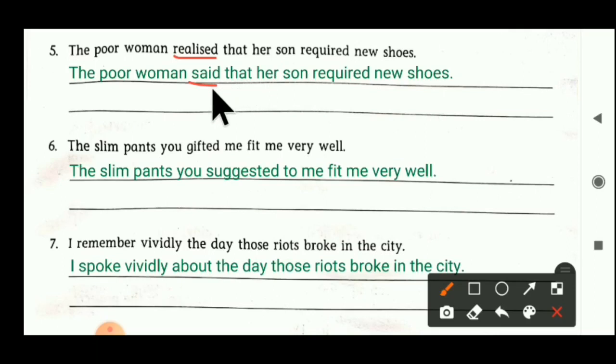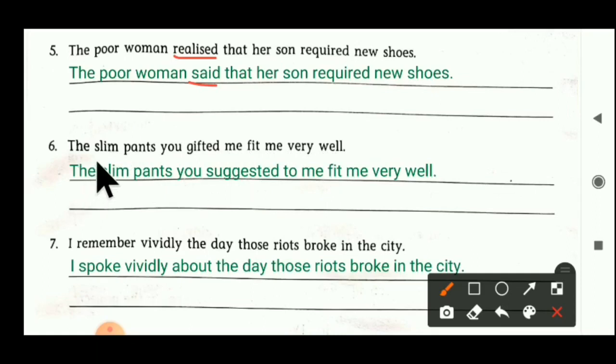Here, said is used as a dynamic verb. Can you understand? Realized is a stative verb, and I used said as a dynamic verb. So now it is converted into a dynamic verb. Now the sixth sentence: the slim pants you gifted me fit me very well.